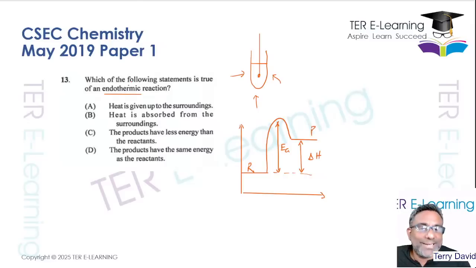So if it's an endothermic reaction, let's see what's happening here. Heat is given up to the surroundings? Nope, that's an exothermic reaction. Heat is absorbed from the surroundings? That is correct. The products have less energy than the reactants? This is not true, that's an exothermic reaction. The products have the same energy as the reactants? That's also not true. So the answer is going to be B for this one here. So that's number 13.